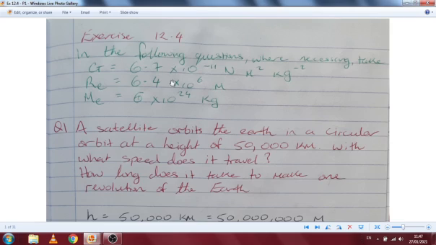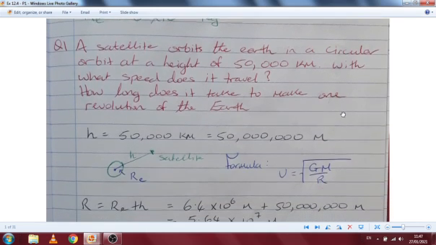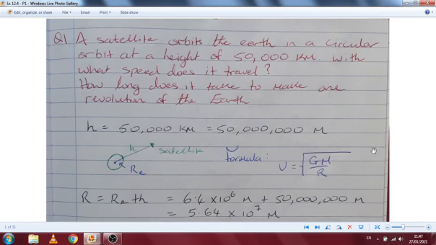You might need this if you're on the surface, or you might need to add a distance if you're up in the sky. Then you have the mass of the Earth is 6 by 10 to the 24 kilograms, so that's our standard information for all of these questions. It tells us a satellite orbits the Earth in a circular orbit at a height of 50,000 kilometers. With what speed does it travel? How long does it take to make one revolution of the Earth? So again, these are the kind of things we can now deal with.